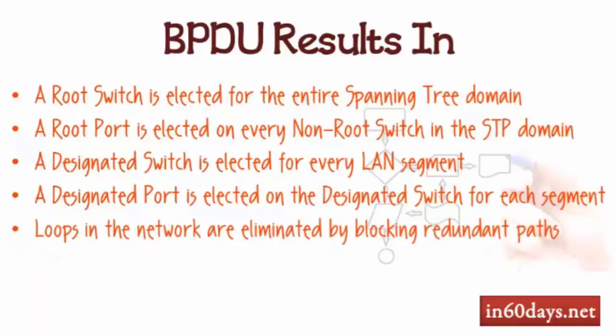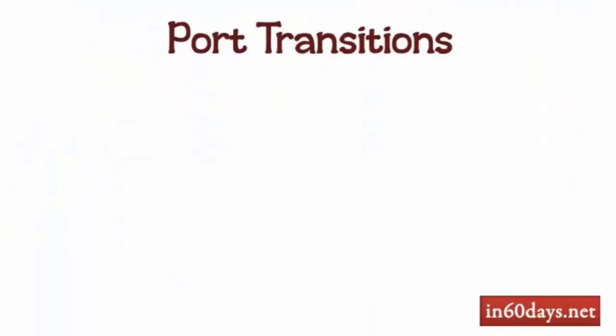So the whole point of it, as I said before, is that we're blocking alternate or secondary paths to reach the VLAN on the network.